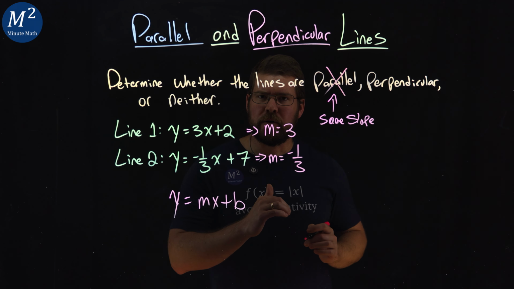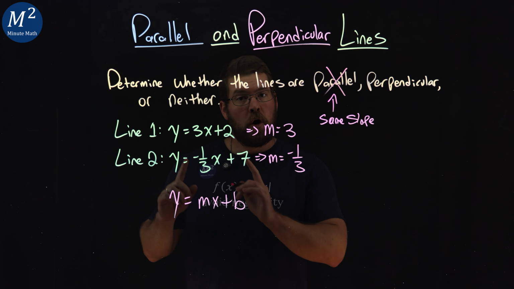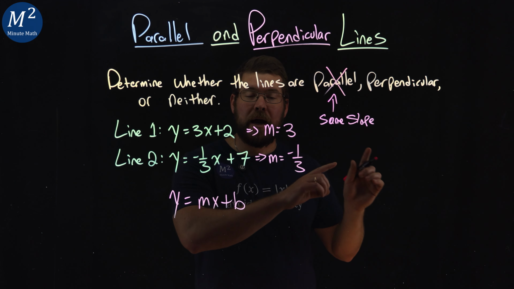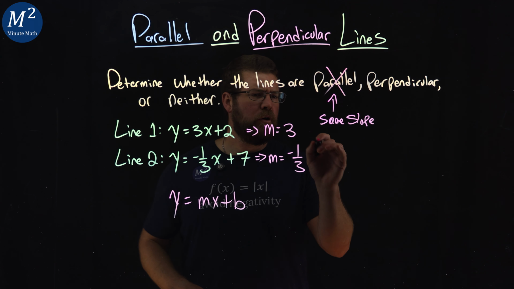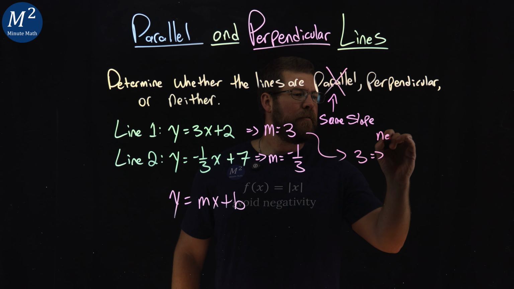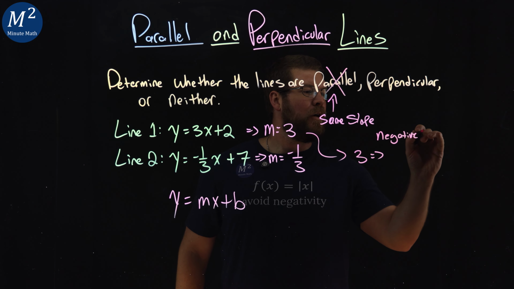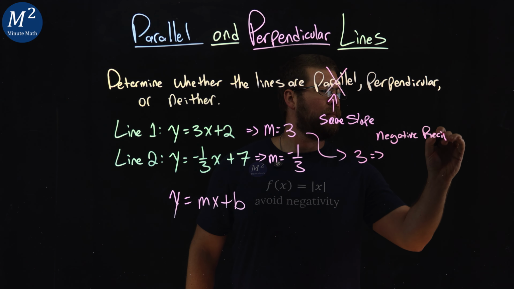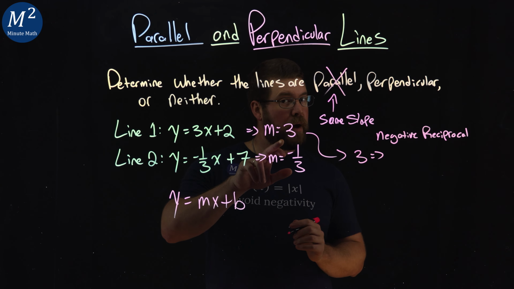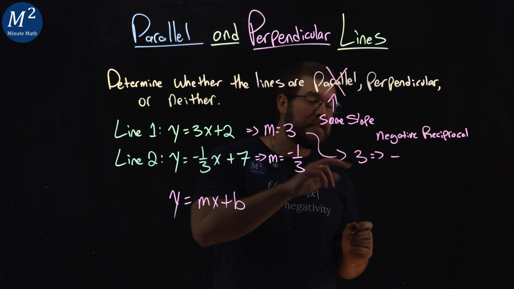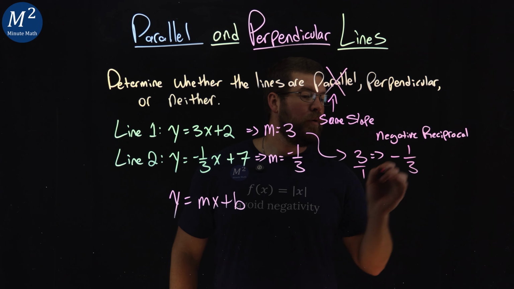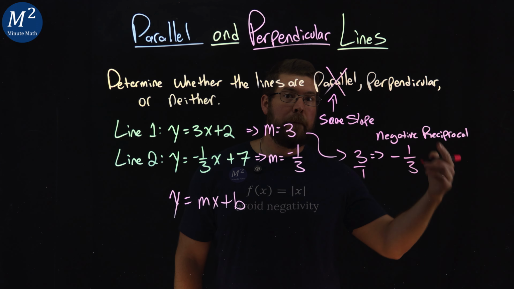Now, perpendicular. If the slopes are negative reciprocals of each other, then they are perpendicular. So, let's take our first slope here, 3. The negative reciprocal: we put a negative, so it becomes a negative, and the reciprocal, instead of 3 over 1, is 1 over 3. And these slopes would be perpendicular.